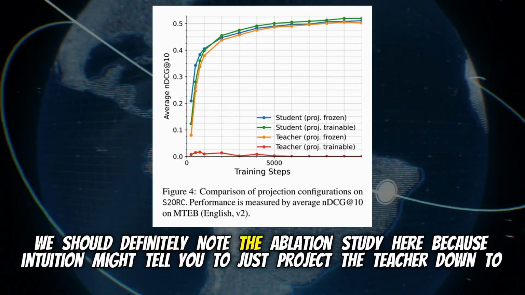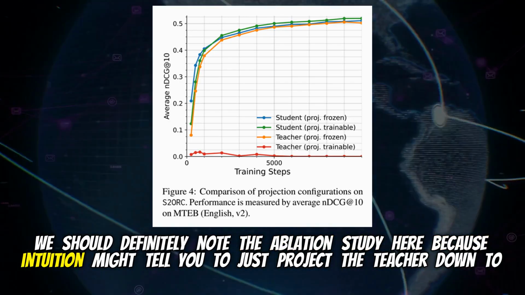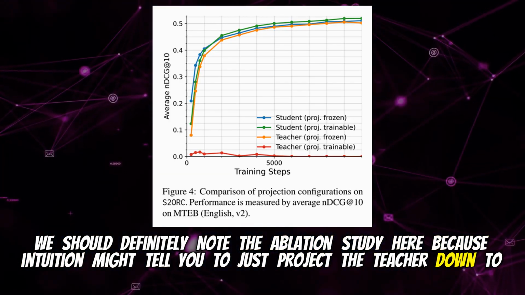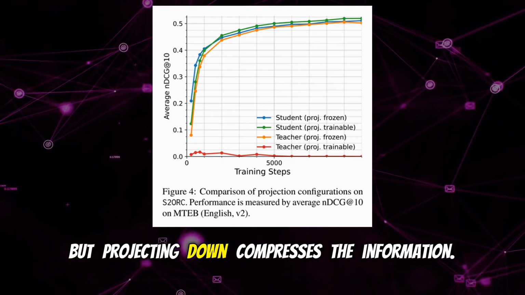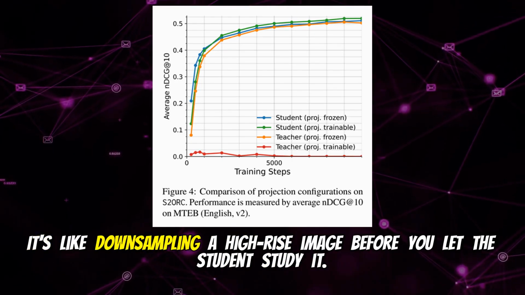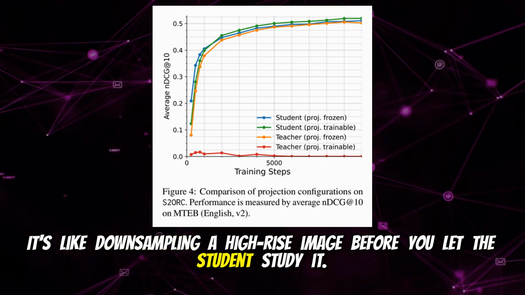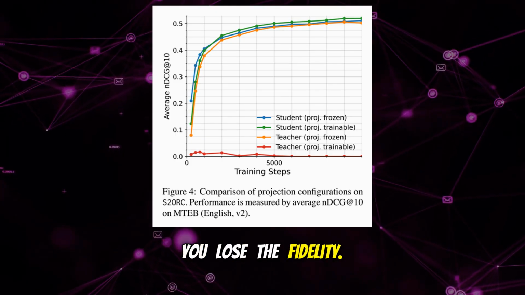We should definitely note the ablation study here, because intuition might tell you to just project the teacher down to the student's size. It's computationally cheaper. But projecting down compresses the information. It's like downsampling a high-res image before you let the student study it. Exactly. You lose the fidelity.